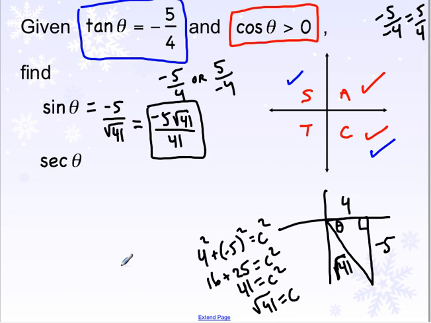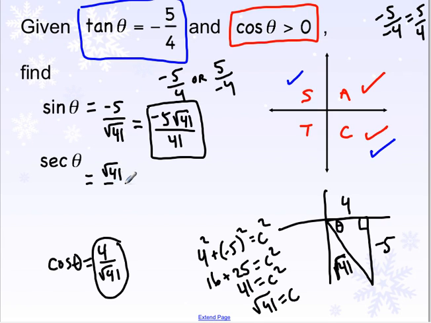Secant. Secant's the reciprocal of cosine. So cosine of theta is adjacent over hypotenuse. So adjacent would be 4. Hypotenuse would be the square root of 41. But we want secant. Secant is the reciprocal of cosine. So just flip this and you're going to get square root of 41 on the top and 4 on the bottom. That's your answer for secant.